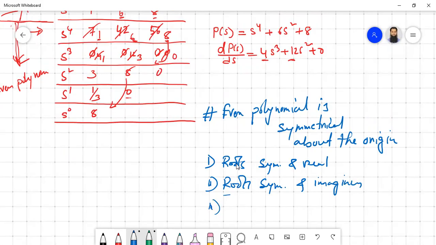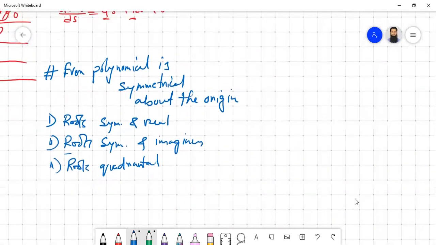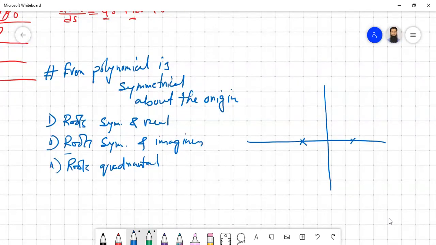And the roots are quadrantal. Okay, so roots quadrantal. What is meant by this? Figure-wise, if you have something like this, the imaginary axis and the real axis, the first case means if you have one root here, you have another root here.